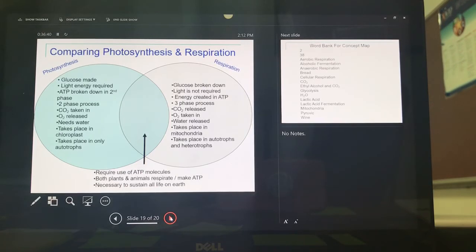Okay, so what we're going to do next is I'm going to give you a diagram for cellular respiration, like I gave you one for photosynthesis, okay? This one is already pre-labeled for you with what's happening in each of the steps.